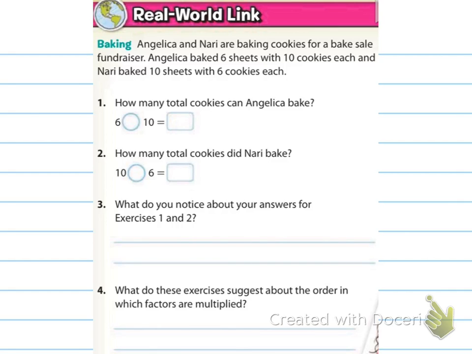Alright, the first example says Real World Link. Angelica and Nari are baking cookies for a bake sale fundraiser. Angelica baked 6 sheets with 10 cookies each, and Nari baked 10 sheets with 6 cookies each. So you need to figure out how many total cookies Angelica baked, Nari baked, and then what do you notice about those. So go ahead and solve those, and when you come back, I'll have the answers. Pause now.